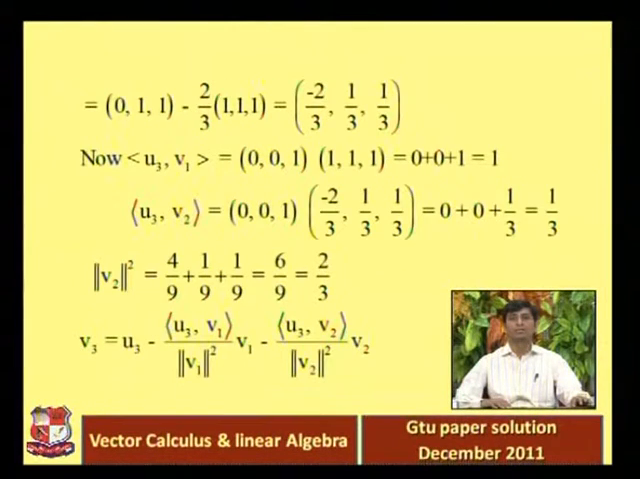u3 is 0 0 1 and v2 is minus 2 by 3, 1 by 3, 1 by 3. So inner product u3 v2 is equal to (0, 0, 1) dot (minus 2 by 3, 1 by 3, 1 by 3). Just simply dot product: 0 into minus 2 by 3 plus 0 into 1 by 3, that is 0 plus 0, plus 1 into 1 by 3, that is 1 by 3. So 0 plus 0 plus 1 by 3 equals 1 by 3.